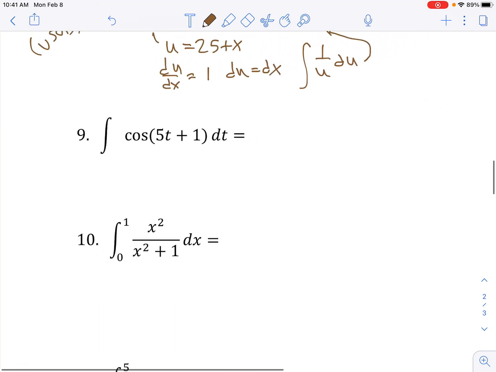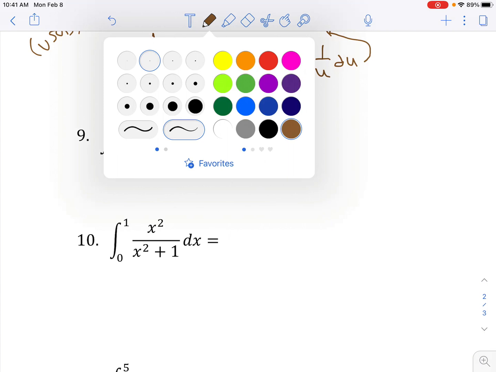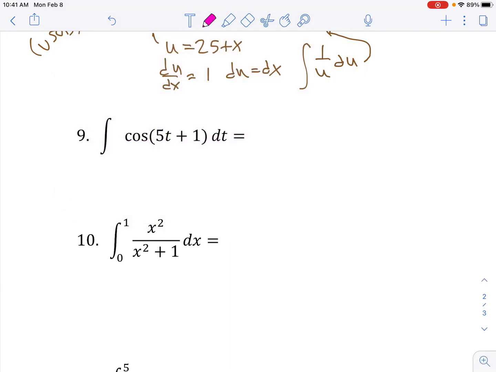Number 9 is a u sub also, but it's one of those I would call a basic rule. I would still call this a basic rule. We'll do them both ways just to show you, but I'm trying to get you comfortable with when we have that linear composite here, right? This is linear. 5t plus 1 is like 5x plus 1. When we have those linear inner functions, we should be able to do that u sub on the fly.